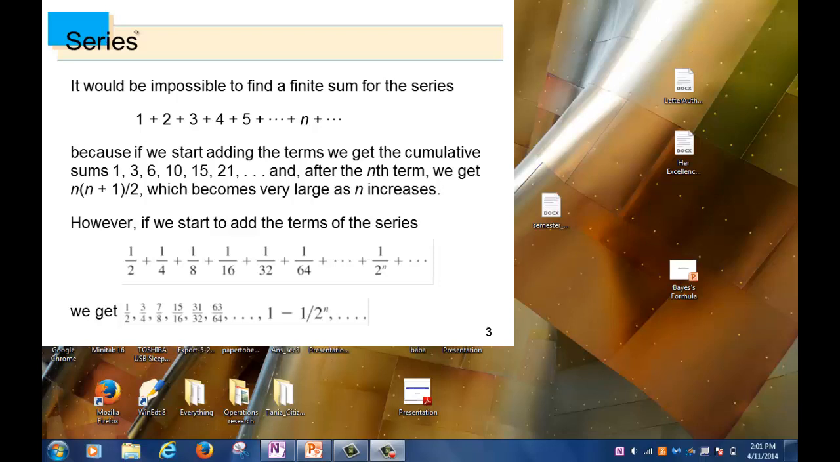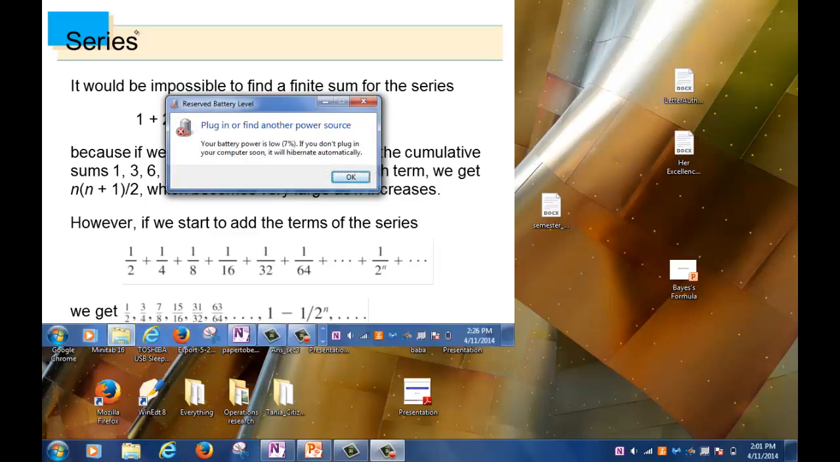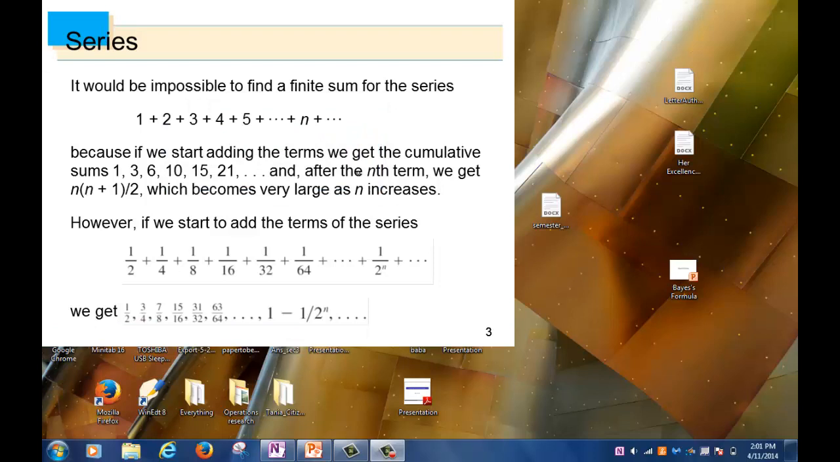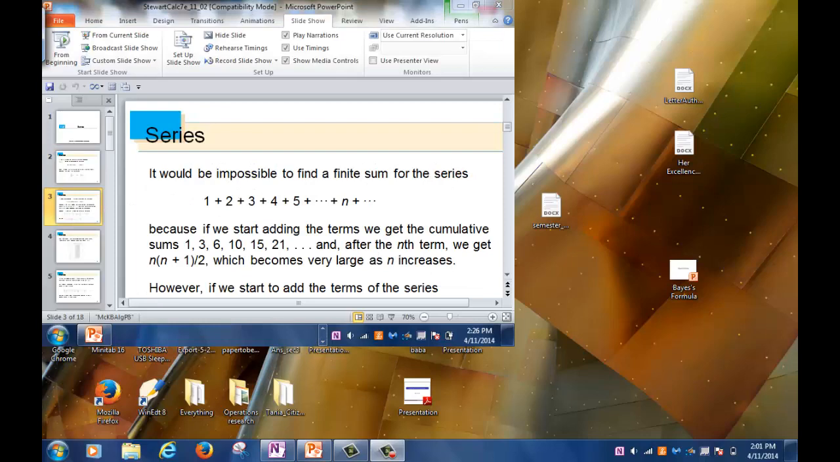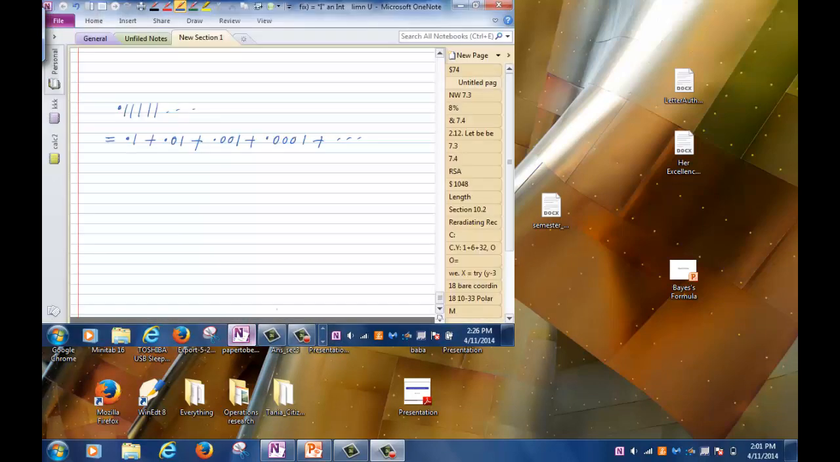On the other hand, let's look at the second example. In the second example, what's the sequence? The sequence is powers of half. The nth term a_n is given by half to the power n. In other words, I have 1 over 2 to the n. That's the sequence that I have in the second example.